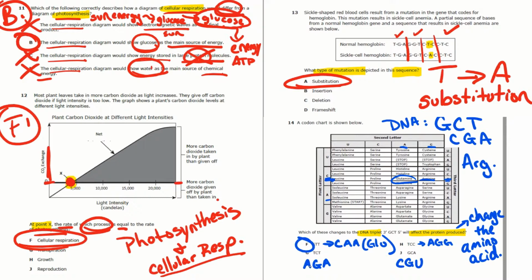AGA would be arginine, which is the same one that we had originally. AGG is also arginine. And CGU, once again, arginine again. So yes, our answer would be letter F.